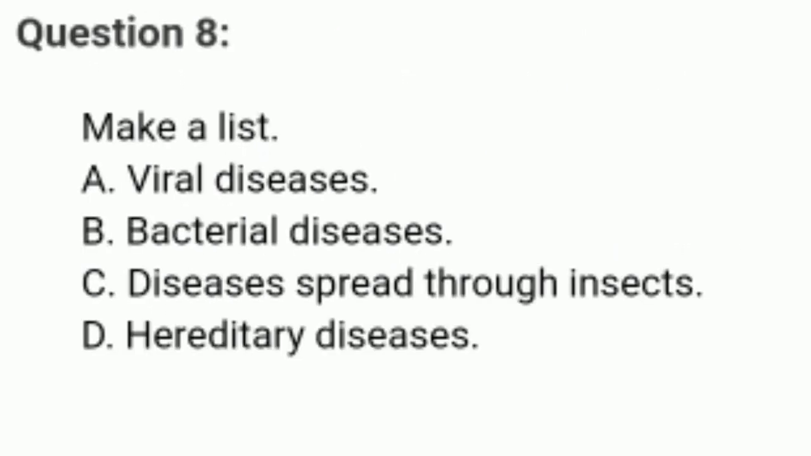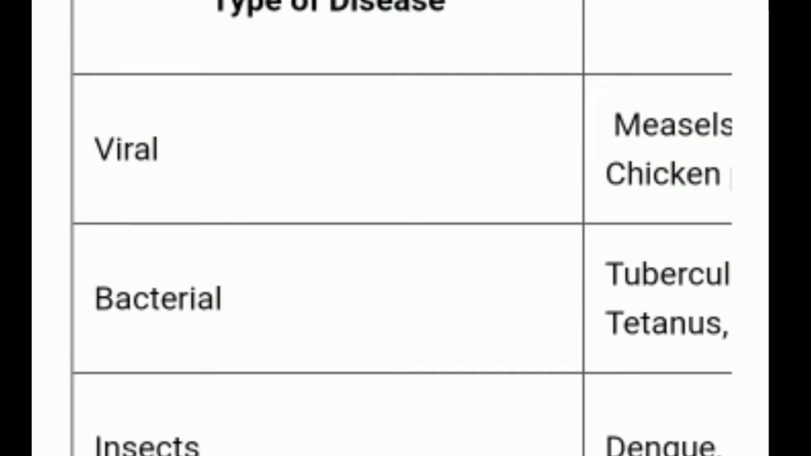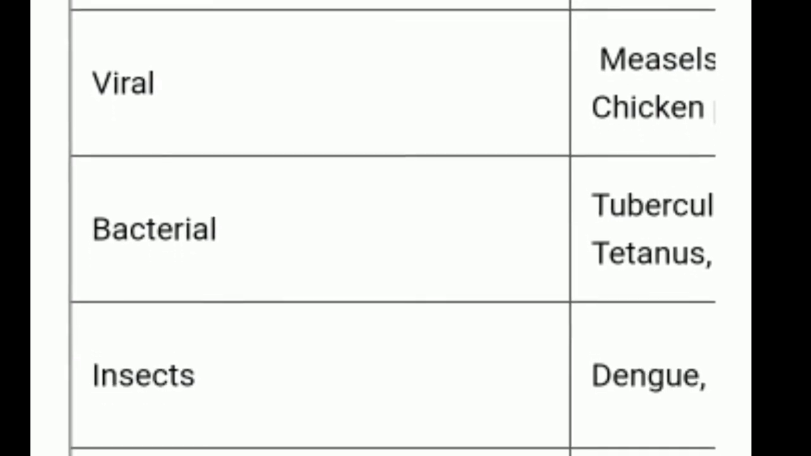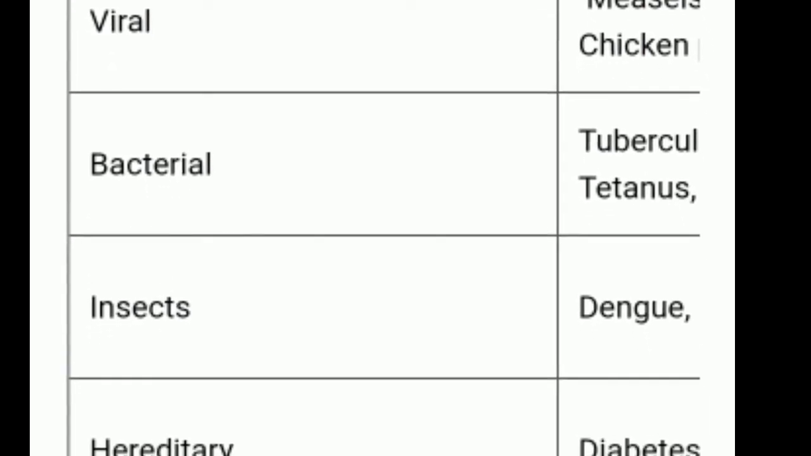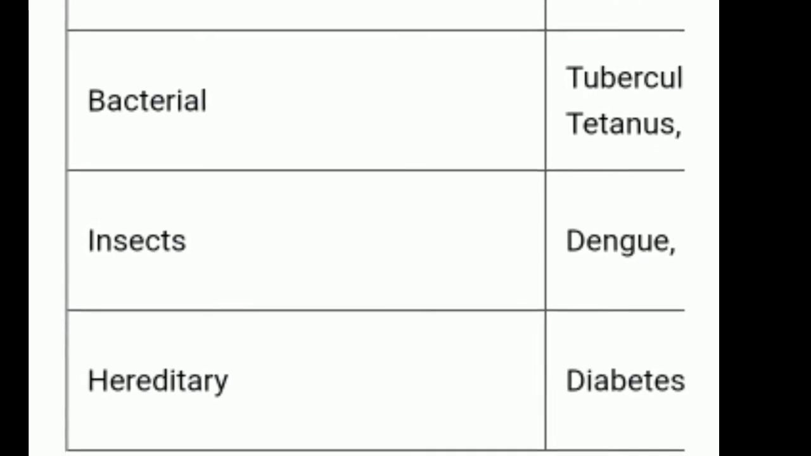Now, question number 8 is given: make a list of what? First, viral diseases. Second, bacterial diseases. Third, diseases spread through insects. And fourth, hereditary diseases. Okay, for making the list, the first type of disease is viral, then bacterial, insect and hereditary.